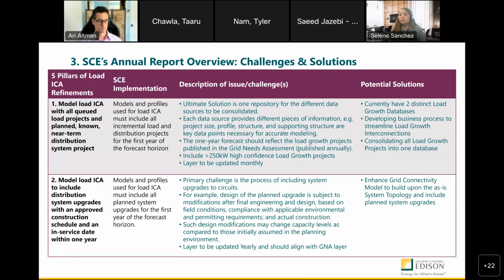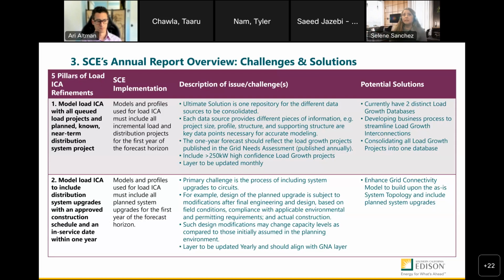Okay, so this slide is a little bit busy. What we tried to do is, of the 7 items that we were covering in our annual report, we put 3 of those items consolidated here. So what you see on the slide is, for each of the 5 pillars of the Load ICA refinements, how we're implementing it, what our proposed challenges are, and the potential solutions.